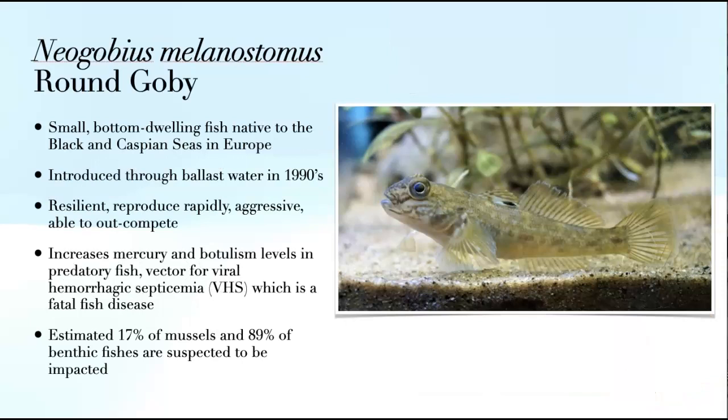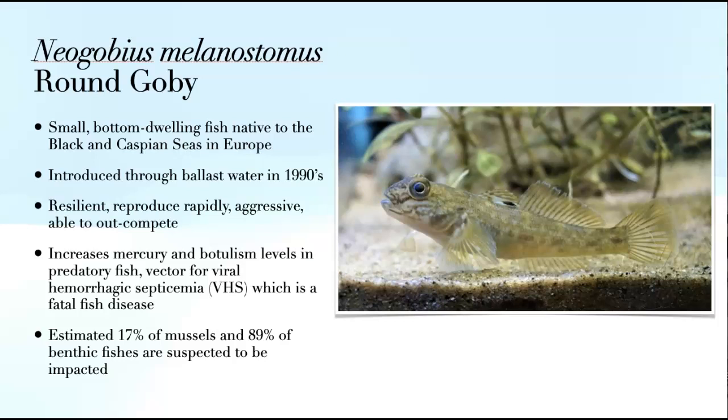To start off with the round goby, they are a small bottom-dwelling fish native to Europe. They were first introduced in the 1990s through ballast water. They are very resilient. They reproduce quickly, and they're aggressive, which means they're able to outcompete other native species for nutrients and habitats. They have an increase in mercury and botulism levels in predatory fish.